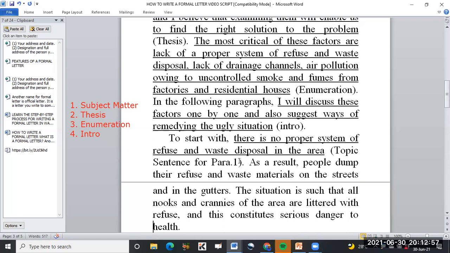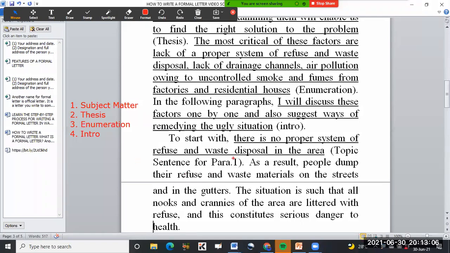Now, this is the topic sentence for paragraph 2. This is paragraph 2, because this is the first point, and we are discussing this first point in paragraph 2. Now, once we have stated the topic sentence, and by the way, the topic sentence is a sentence that contains the main idea we want to talk about in a particular paragraph, having stated it, we will just explain it.